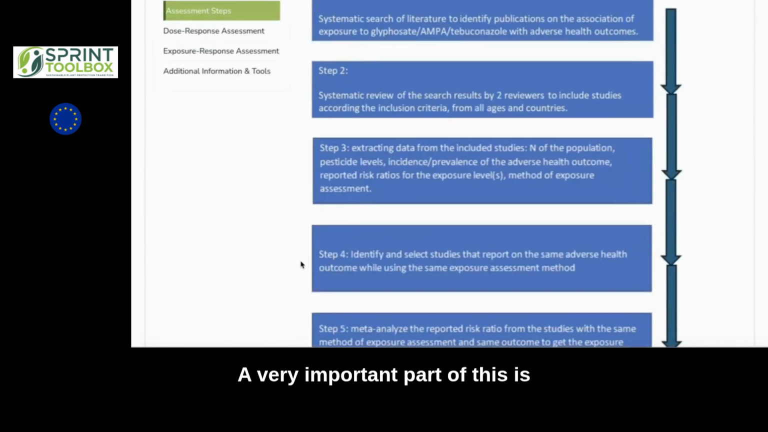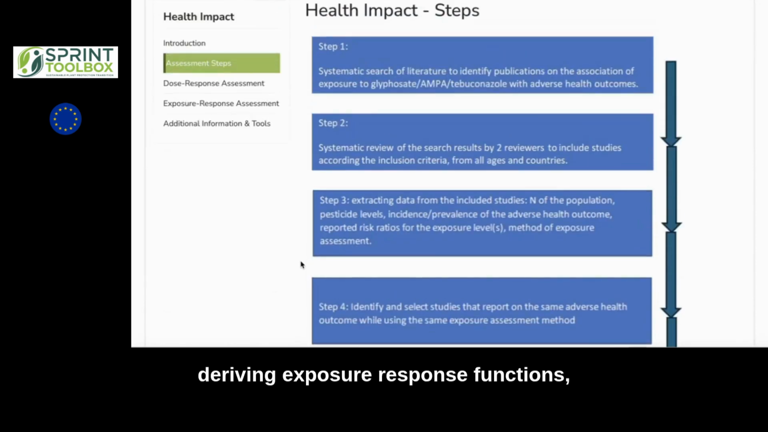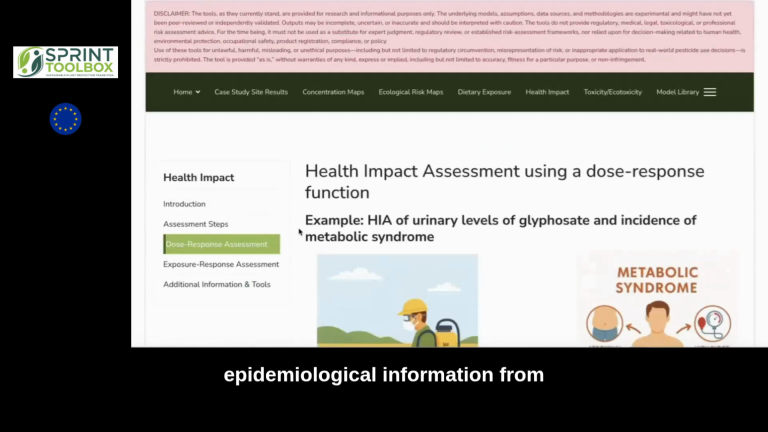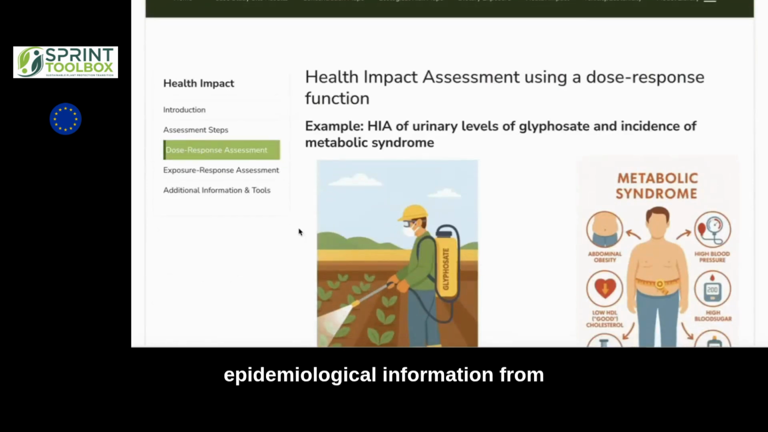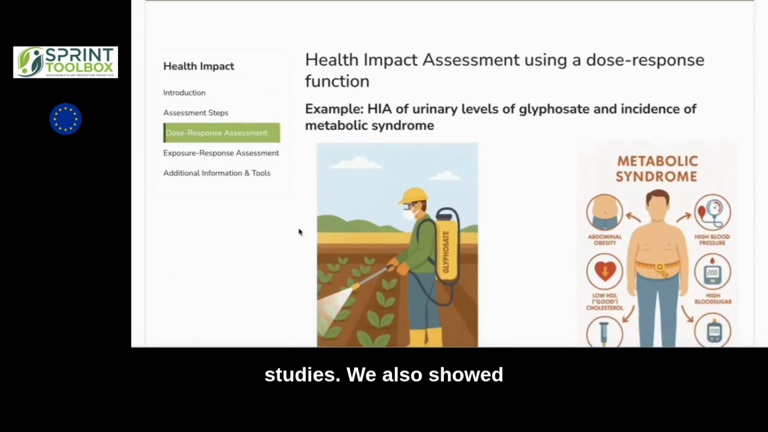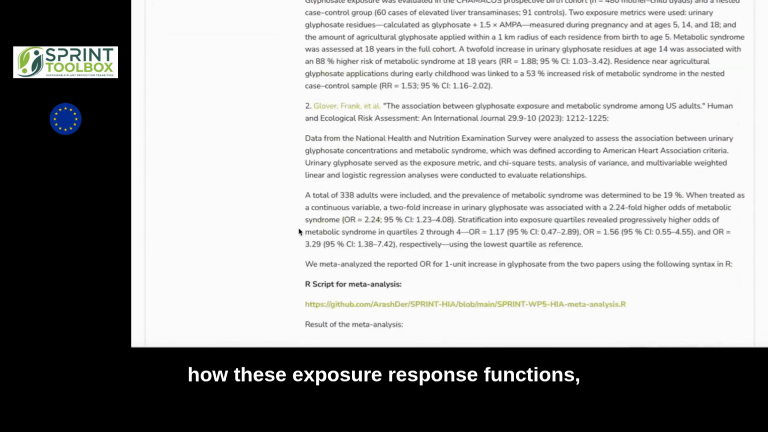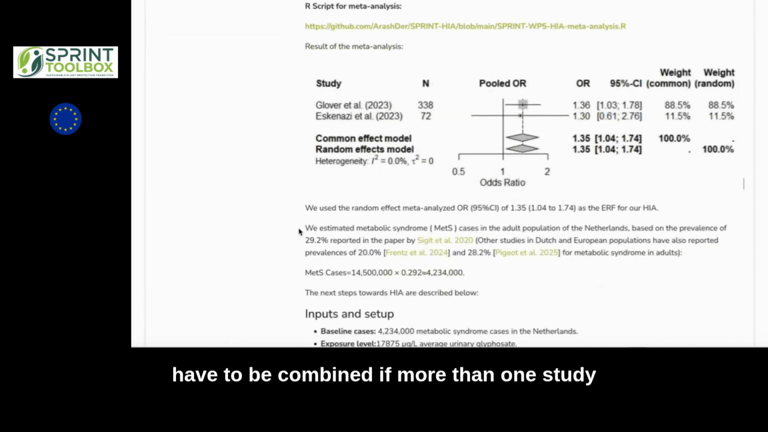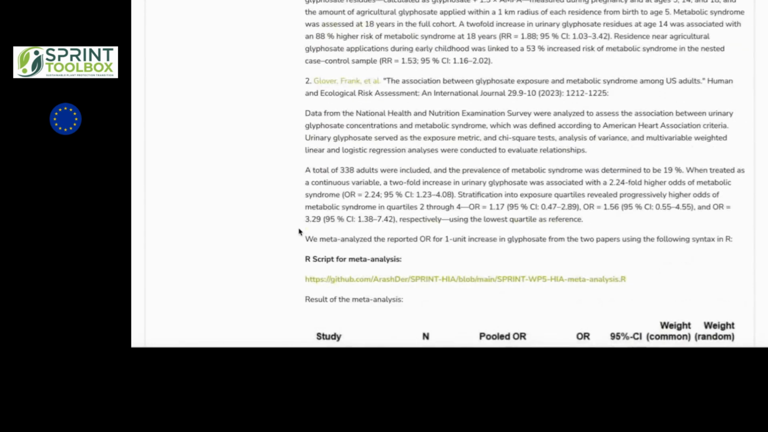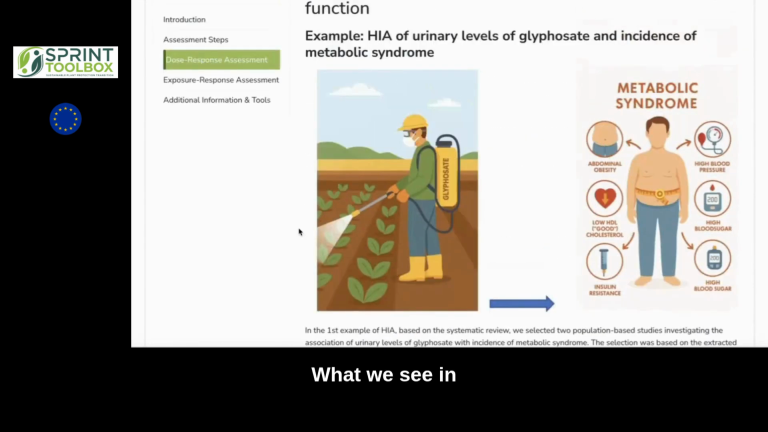A very important part of this is deriving exposure response functions, which are based on existing epidemiological information from studies. We also show how these exposure response functions have to be combined if more than one study reports on these kind of outcomes.